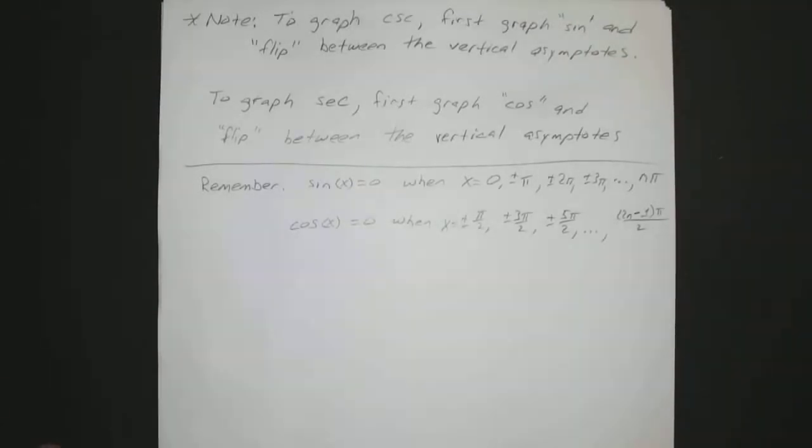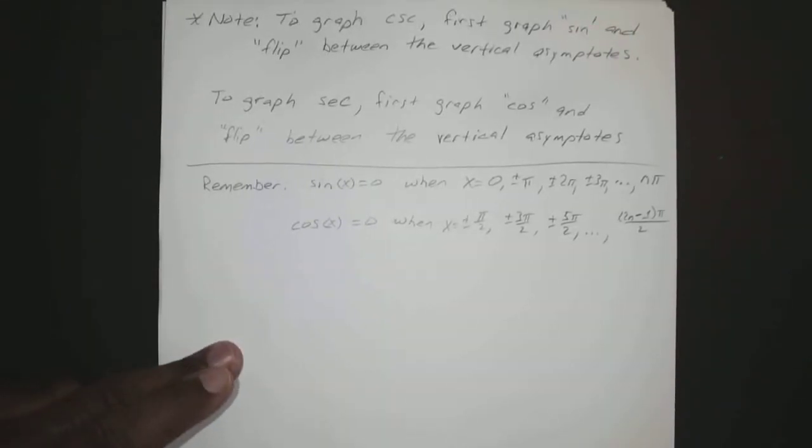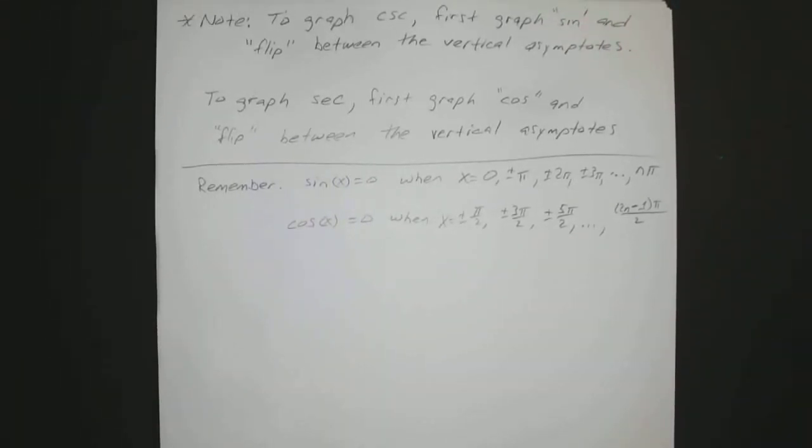Okay, so any odd number in the numerator times pi, that's where your cosine will equal 0. And those are the ones you don't want when you're graphing. Which one is cosine? So that would be secant.